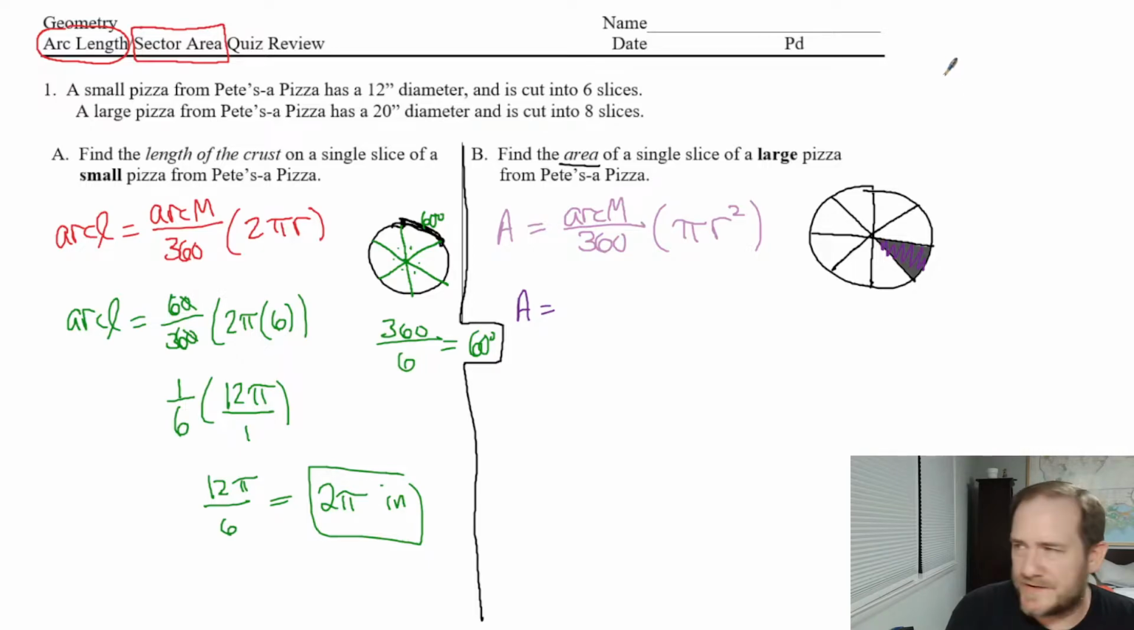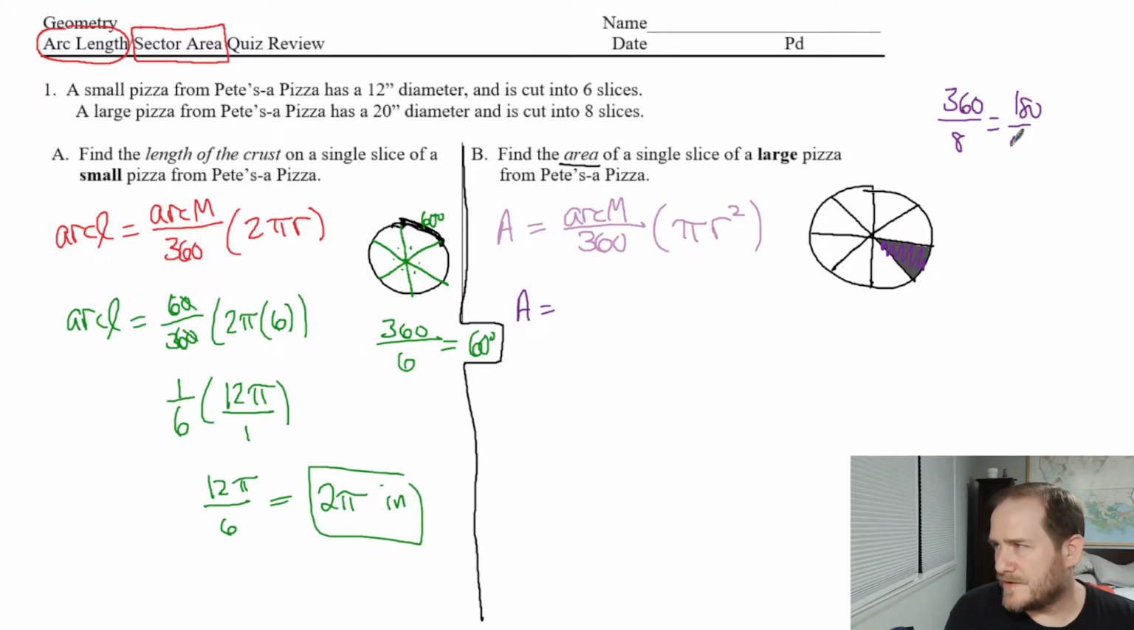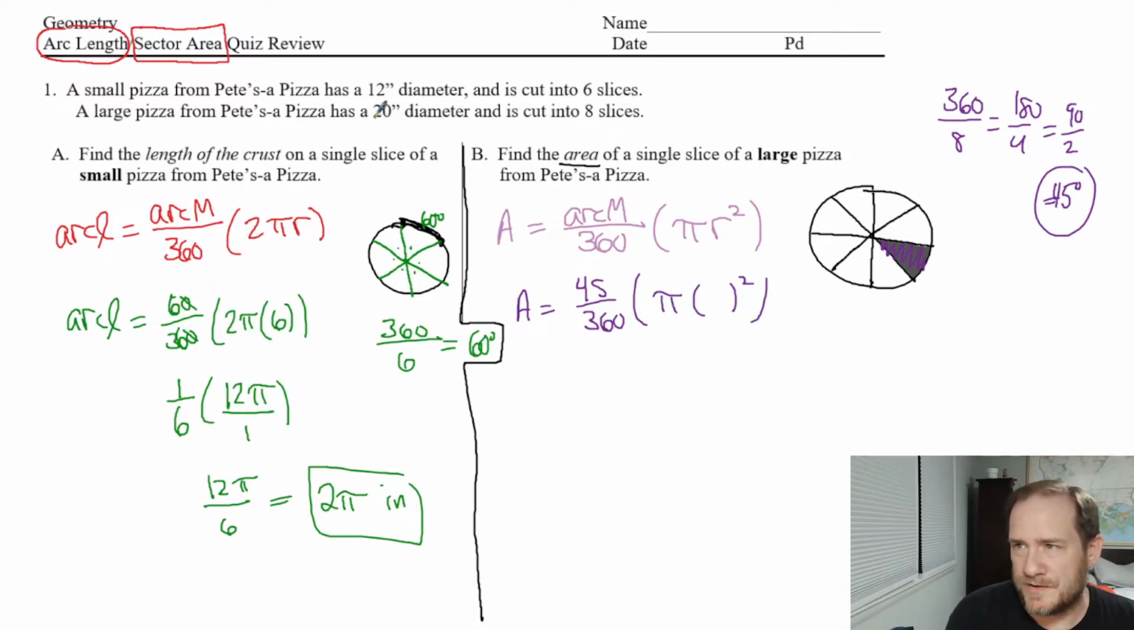But again, just to demonstrate, I could do 360 divided by 8 to figure out what the central angle is. So what's that going to be? 180 over 4, 90 over 2, so 45 degrees. So if we did go 45 over 360, that's fine. You can go pi times the radius squared. This is the bigger pizza, 20-inch diameter, so that's 10. Well, yeah, 45 over 360 does reduce down to 1/8, just like we thought it would.